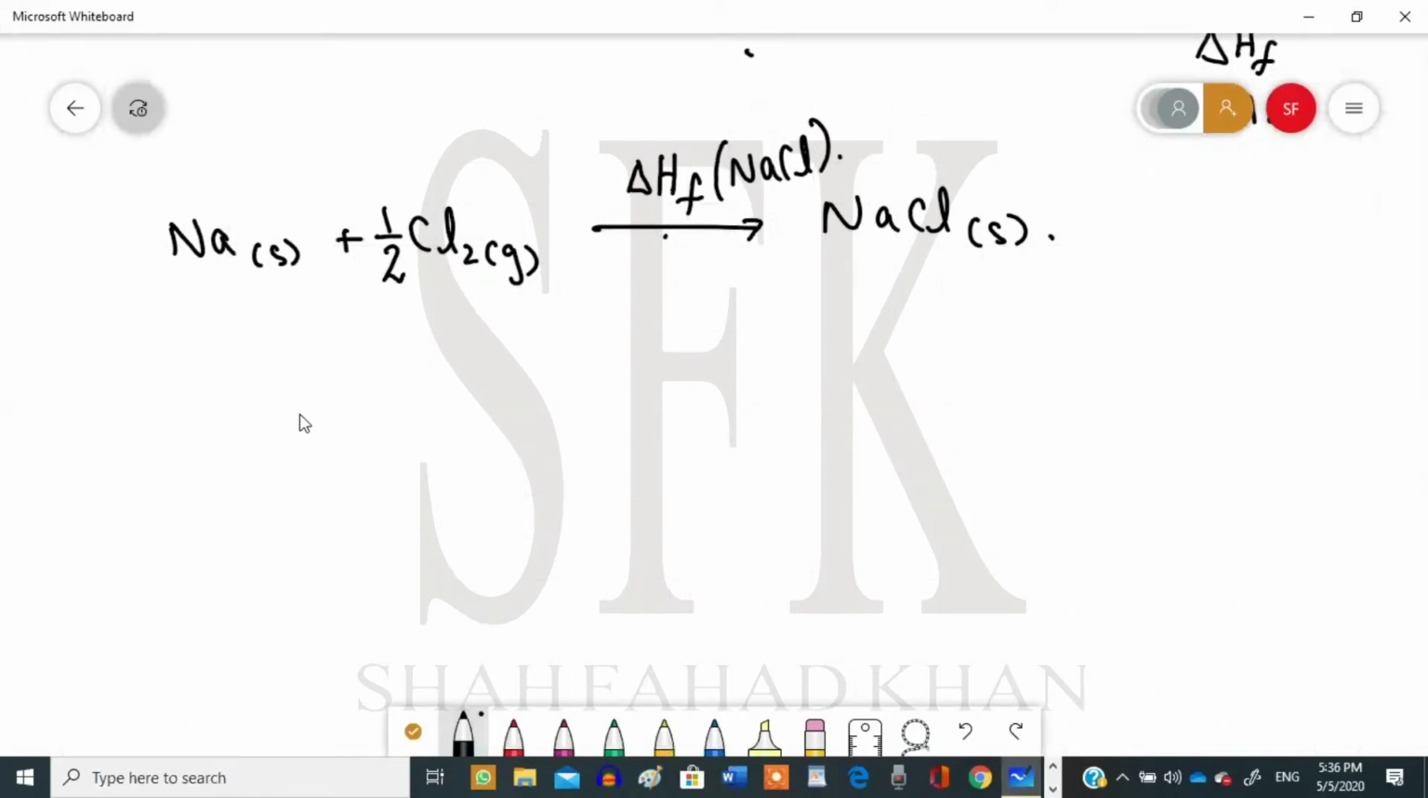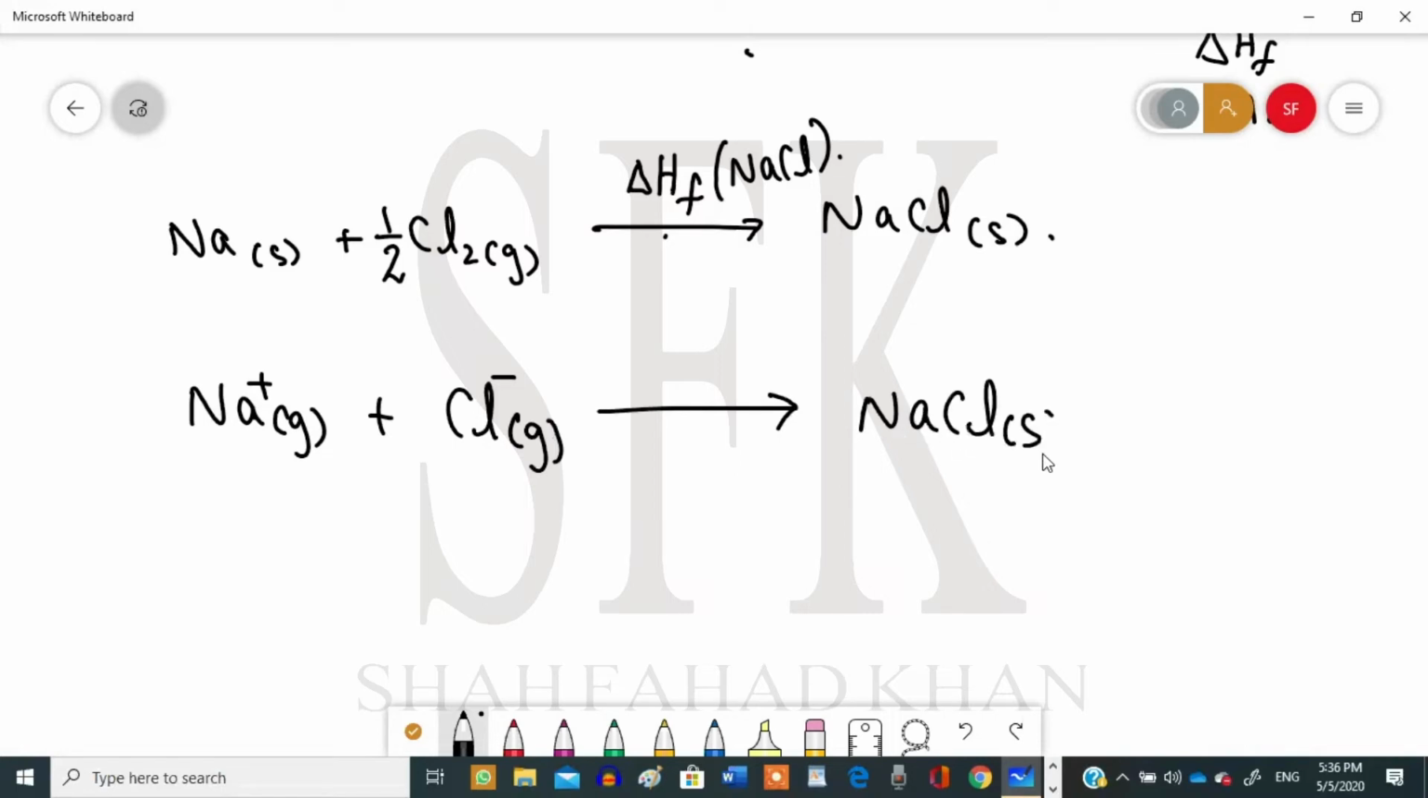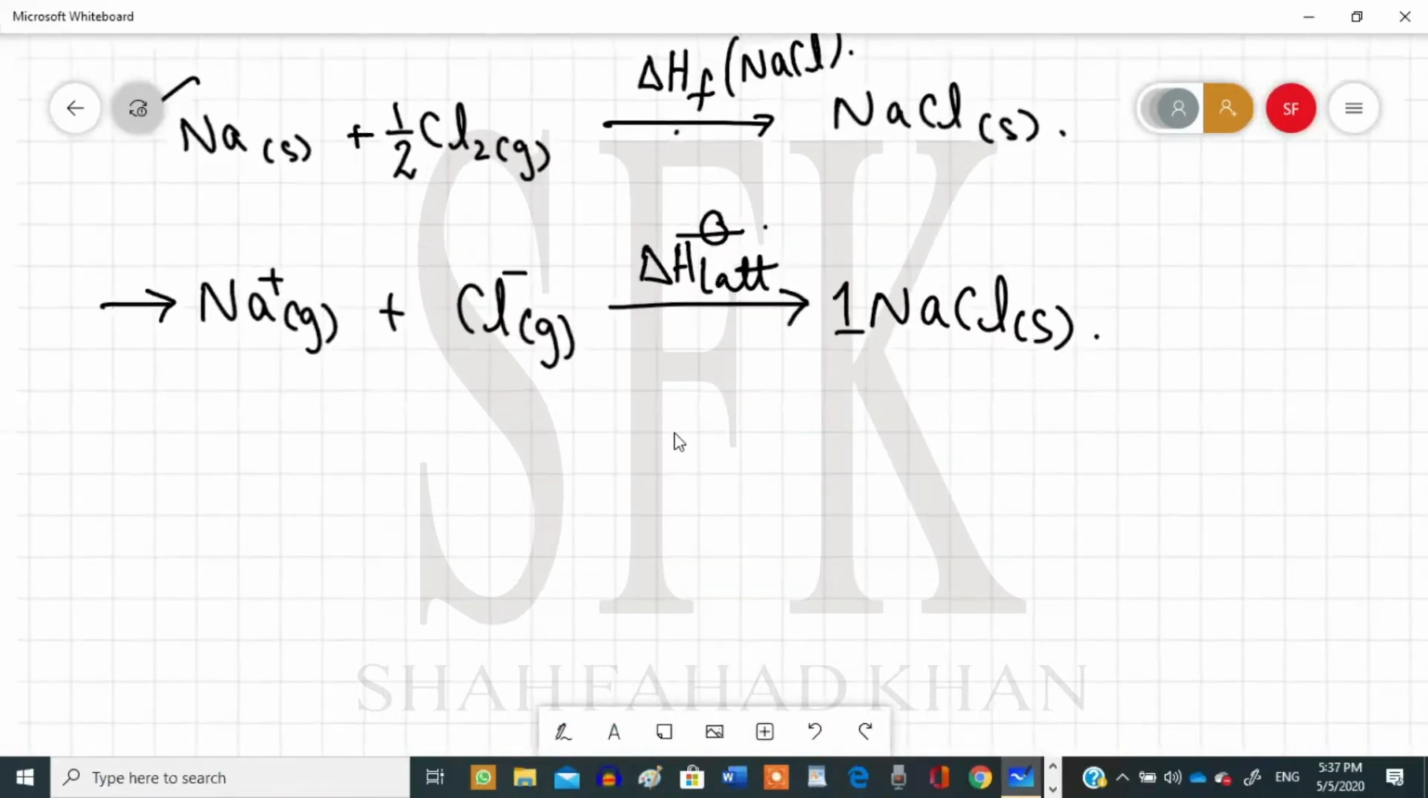And what about the lattice energy of sodium chloride? If I write down sodium ions in the gaseous state, combined with chloride ions in the gaseous state to form one mole of sodium chloride in the solid state, then the enthalpy change of this reaction is gonna be the enthalpy change of lattice, basically the lattice energy, right? And this is something that you've done in A2. This is from A2, not AS, right? And the definition of lattice energy is asked in A2 as well, okay?